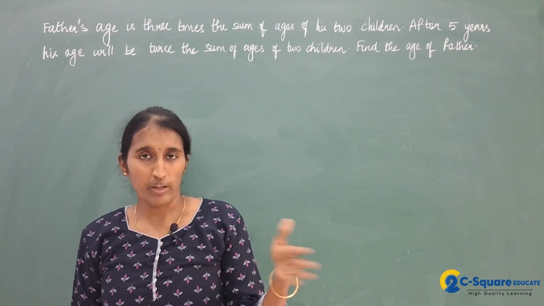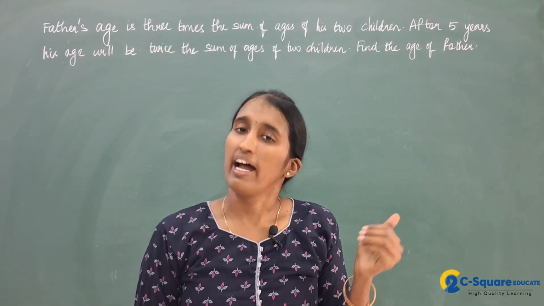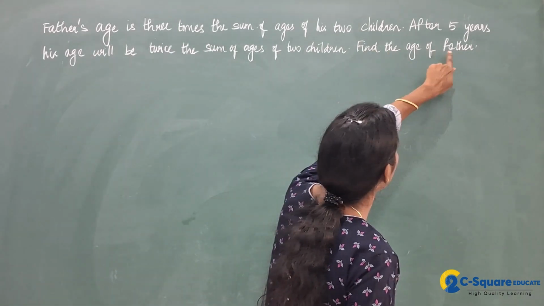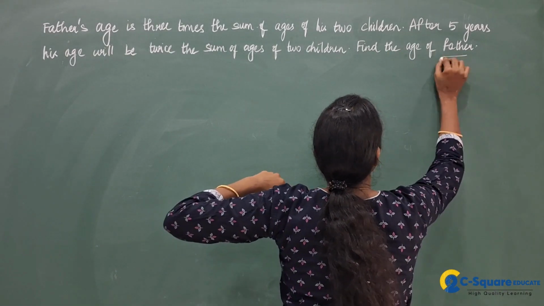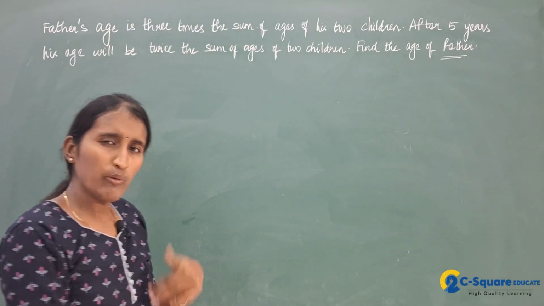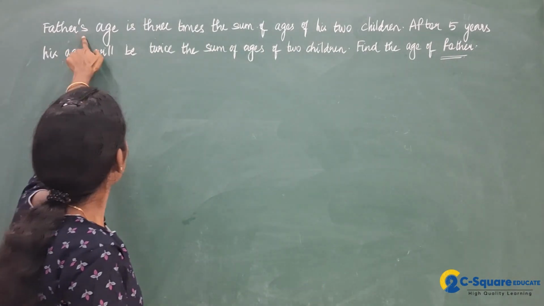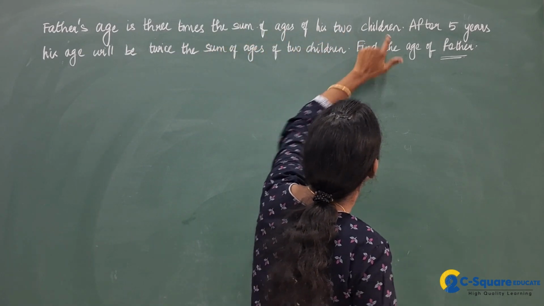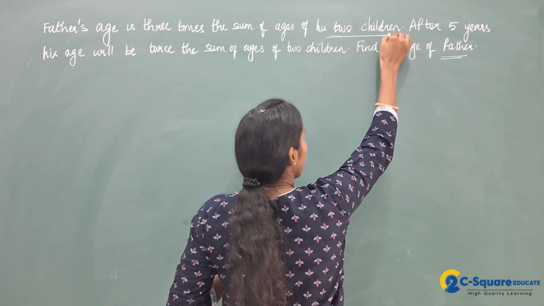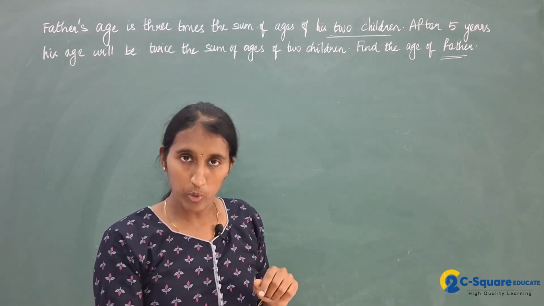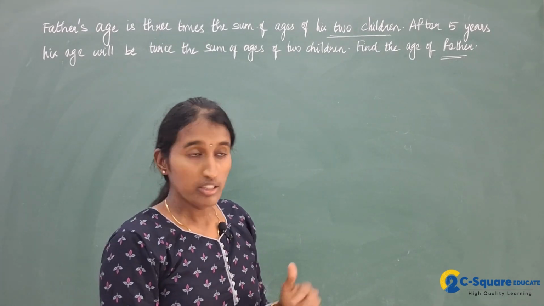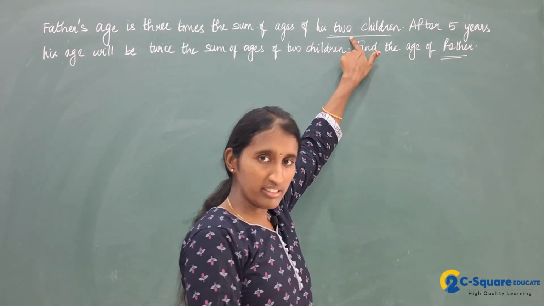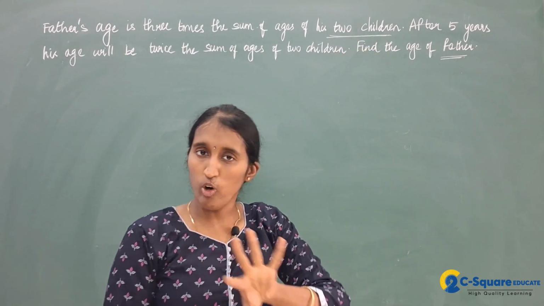We need to read the entire question carefully and find out the unknowns. So what are the unknowns here? Find the age of father. So father's age is one unknown. And what is the other unknown? Father's age is 3 times the sum of ages of his 2 children, and there are 2 children over here whose ages are also unknown. So there are 3 unknowns here: father's age and 2 children's age. So we have identified all the unknowns.